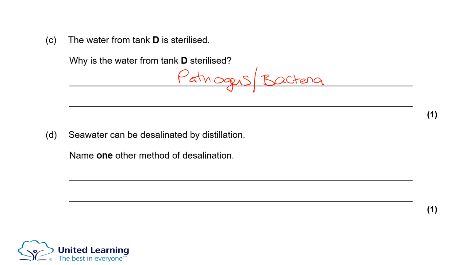Seawater can be desalinated by distillation. Name one other method of desalination. And in your lessons, there was only two things that we actually taught you, and that was, in addition to distillation, we used reverse osmosis.